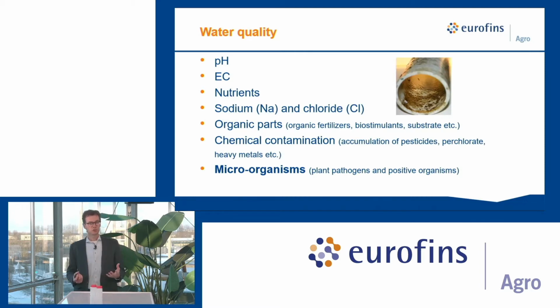Now, first, I'd like to tell you more about water quality. It's the pH, of course, EC level. It's analyzed a lot in the greenhouse to check the levels, to grow optimal crops. Of course, the nutrients are very important. Sodium and chloride, especially if you recirculate the water, could be a problem if you have too high amounts in your water.